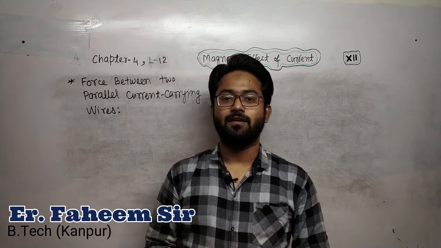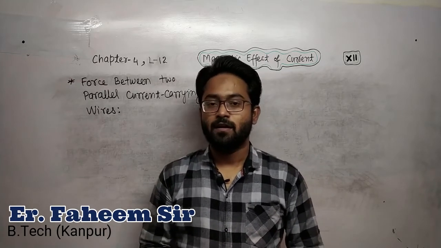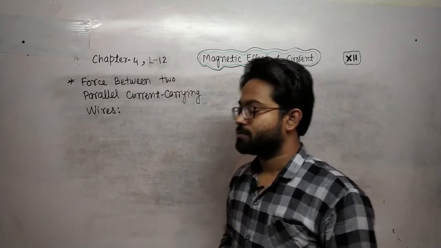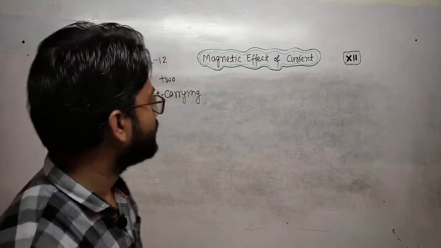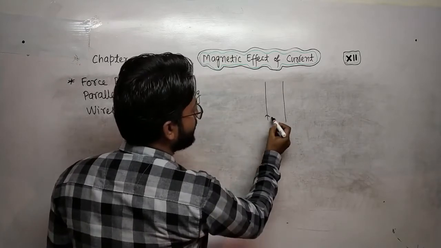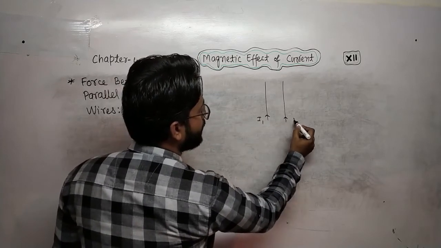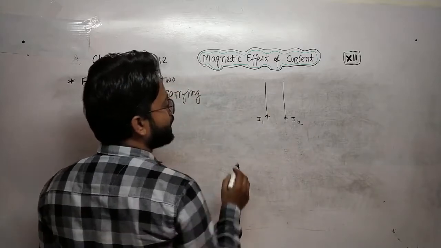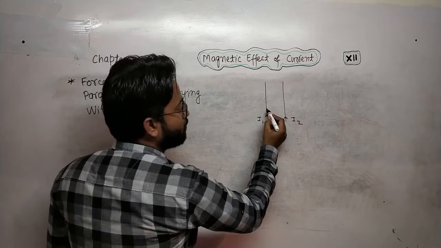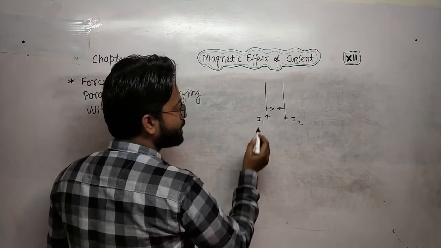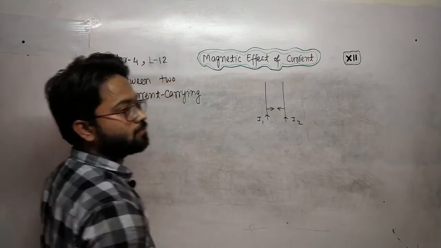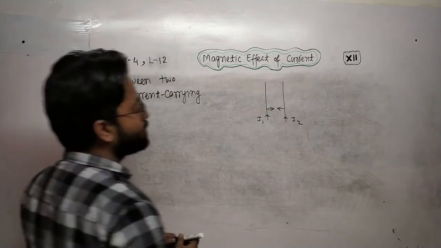Hello students, in this video we will discuss the force between two parallel current carrying wires. We have two wires with currents I1 and I2. If the current is in the same direction, there will be a force of attraction. If the currents are opposite, the force will be repulsive. Okay, how will we calculate it?